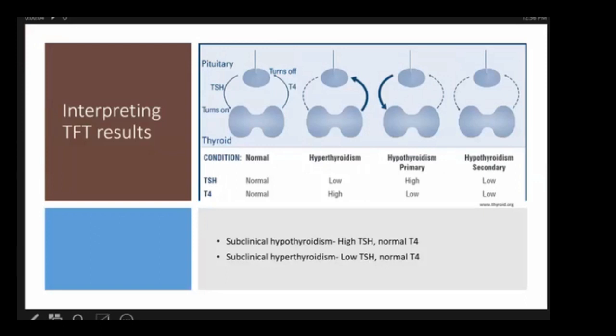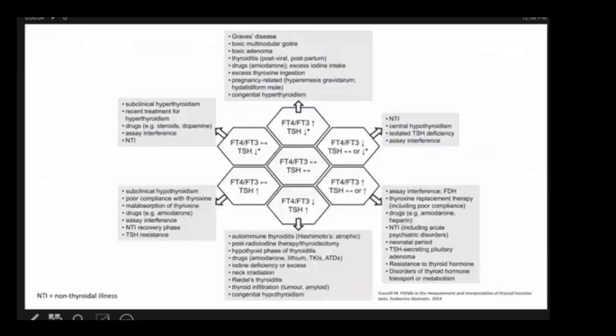We can also see subclinical hypothyroidism, where you have an elevated TSH but a normal thyroid hormone level itself. It's important to notice that non-thyroidal illness, or NTI, is present in several of these lists. So a very sick patient can have very confusing patterns of thyroid function testing.